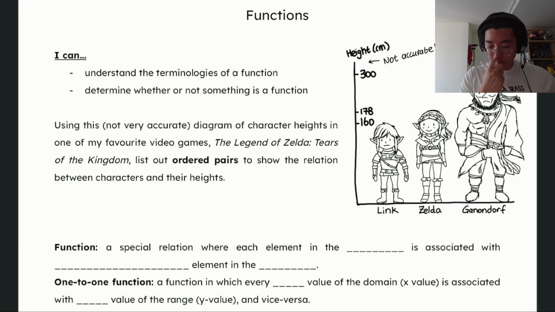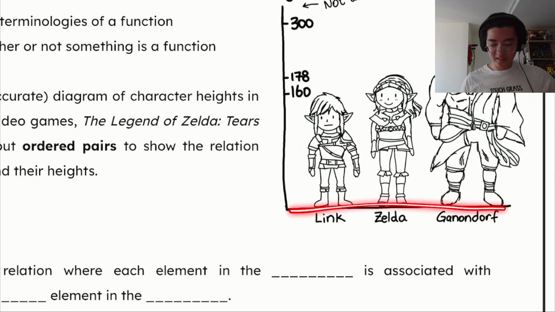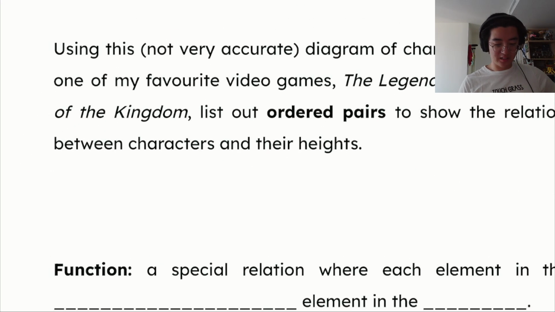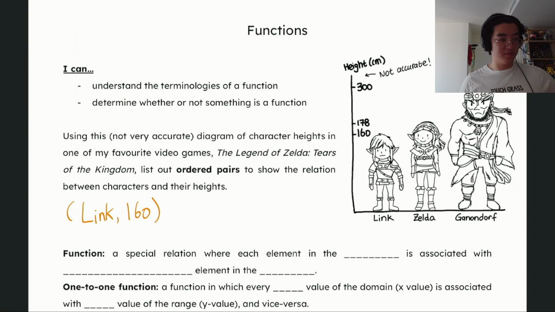Okay, so first of all, we got Link here at the height of 160 centimeters. Right, so when we write ordered pairs, it's always x comma y. So you can see here, the names are the x values, and the heights are the y values. So our first ordered pair is just Link, comma 160. That's our first ordered pair.